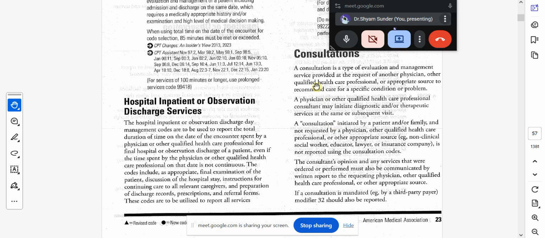So read these introductory paragraphs. What is a consultation? What is the definition of consultation? It is written here.